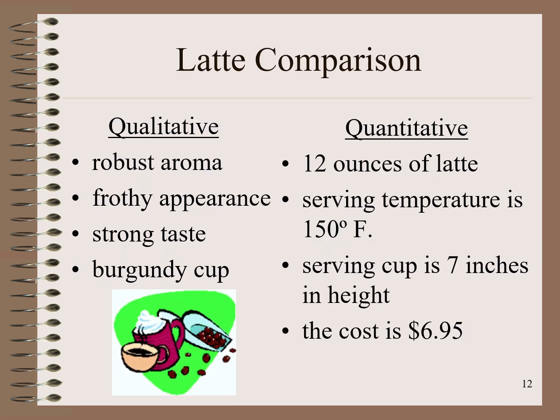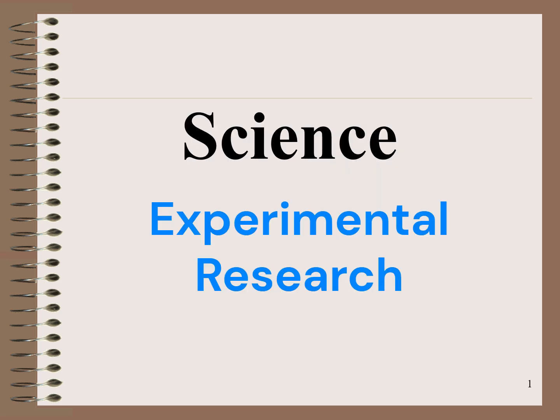Let's compare the use of qualitative and quantitative data when observing a cup of coffee. A qualitative observation of the coffee could include that it has a robust aroma, it has a frothy appearance, it has a strong taste, and it is in a burgundy cup. A quantitative observation of the coffee could include that it's a 12-ounce latte, it is at a serving temperature of 150 degrees Fahrenheit, the serving cup is 7 inches in height, and the cost of the coffee is $6.95.